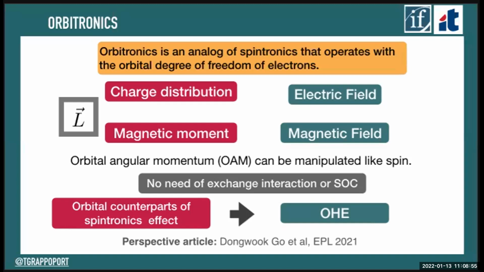And so this was kind of lost, but there has been more activity in the last 3 years or so. And we are beginning to see some experiments as well. So some of the spintronics effects already have orbital counterparts, at least theoretically. And the orbital Hall effect is an example, which is the counterpart of the spin Hall effect.